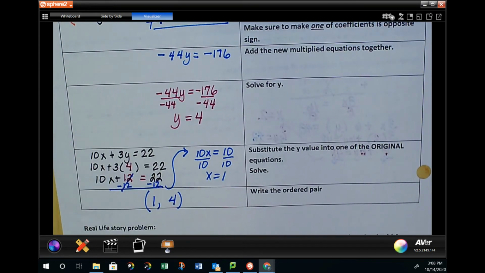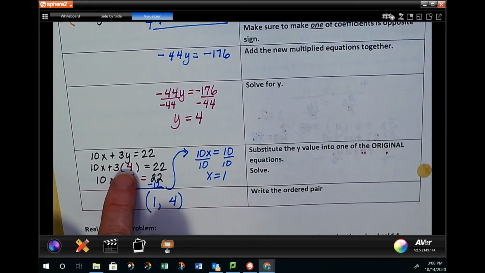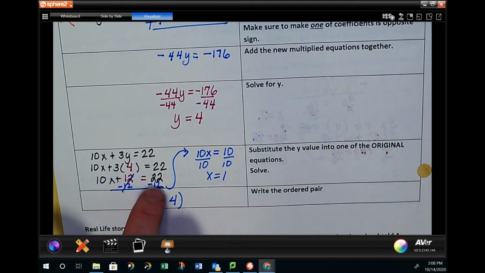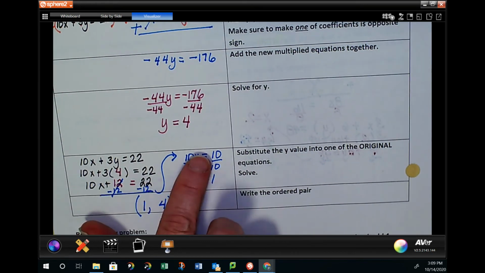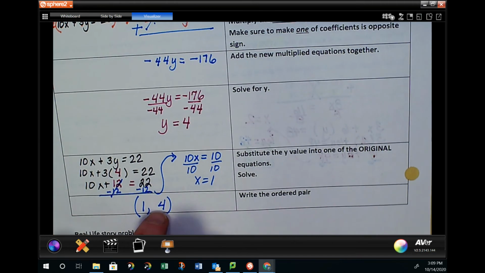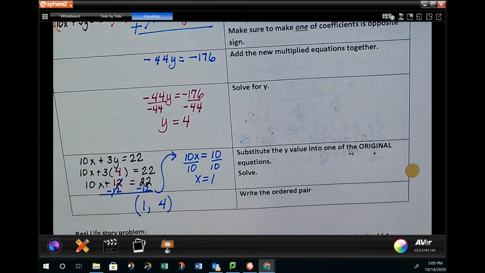Oops, I'm sorry, guys. I totally made it so you couldn't read that. So you have 10x plus 3y equals 22. That was my original. I substituted in that 4 for y. 3 times 4 is 12. Then I subtract my 12 on both sides, so 22 minus 12 was this 10, and I'm left with 10x. Then I divided by 10 and I got 1. So that's your solution.